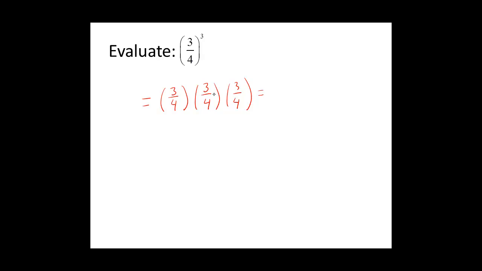3 times 3 times 3 is 27. And 4 times 4 times 4 is 64. So 3/4 to the third power is equal to 27 over 64.